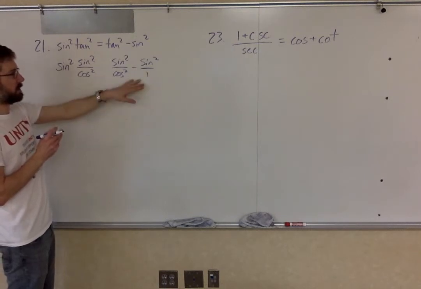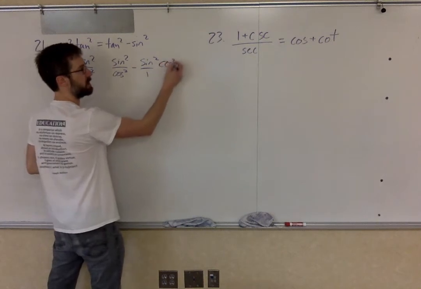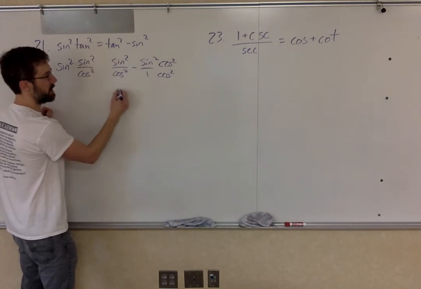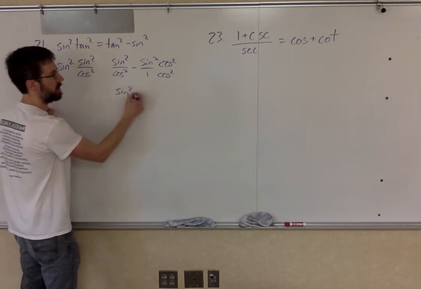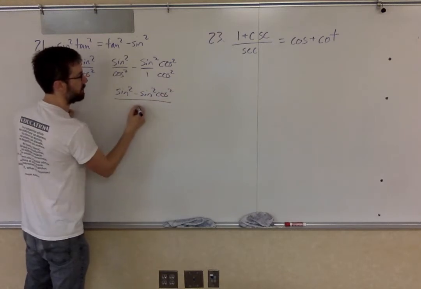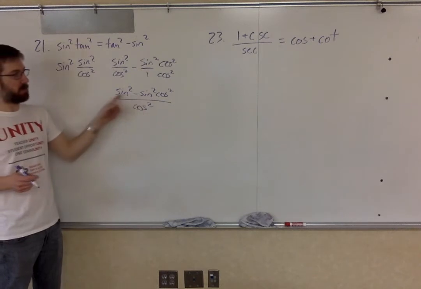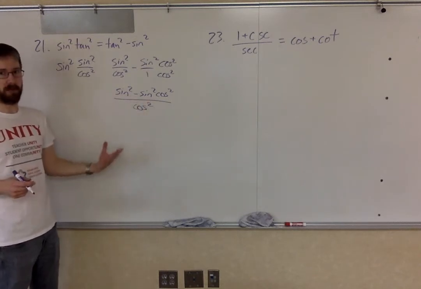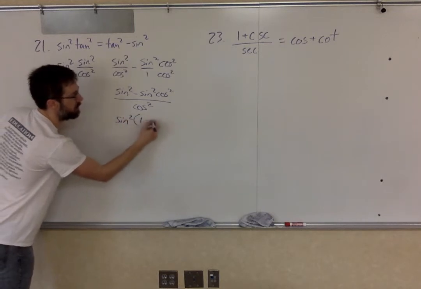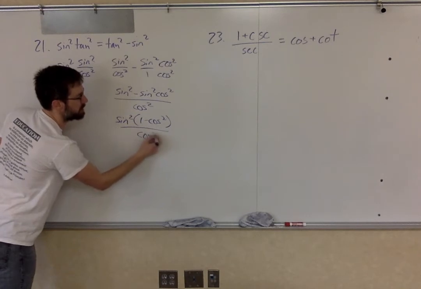Okay, so looking at this, I've got two denominators. I'm going to want to do cosine squared over cosine squared to make a common denominator. So on this side, I'm now going to have sine squared minus sine squared cosine squared all over cosine squared. One big fraction. Sine squared is with both terms, so another case where we're going to factor it. So it's sine squared times 1 minus cosine squared, all over cosine squared.